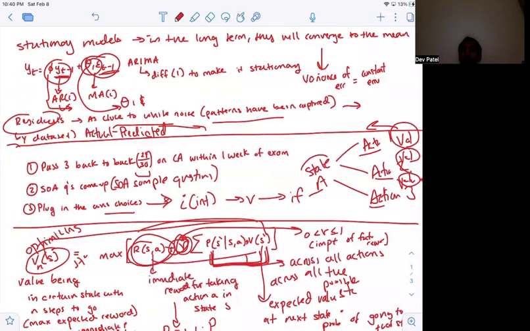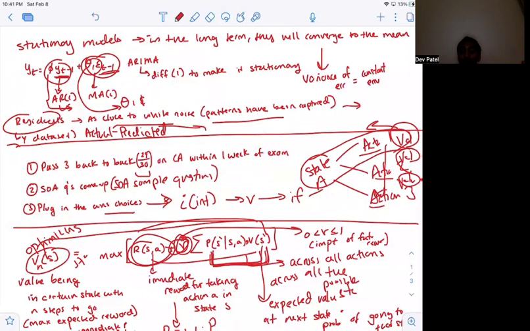What is the reward of going from state A to state B, given that I take action 1? And then multiplying that by the probability that you're going from state A to state B. And you do that for all of these different actions. And that's the immediate reward.